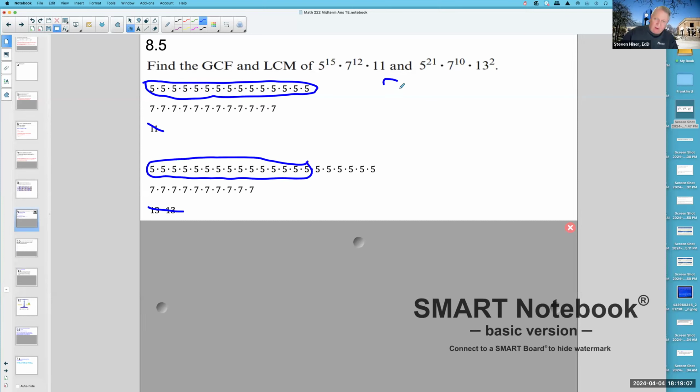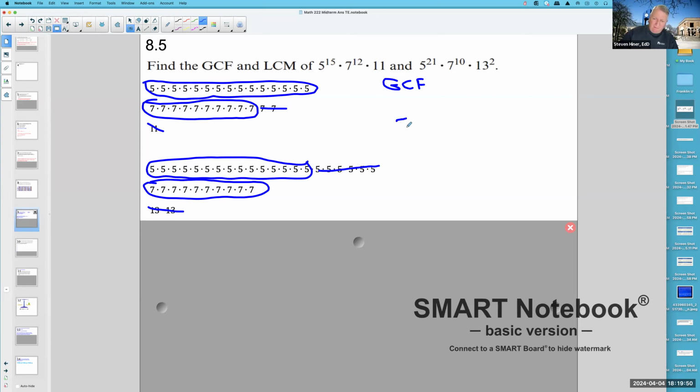So again, what I'm doing here in the blue is trying to find the GCF first. Greatest common factor, the biggest number that goes into both. These 5s don't line up with anything up here, so I can't use those. I also have 7s, but I have 12 up here, and only 10 down here. So I can have 10 here. You can also think of them pairing up with factors in the other one. 1, 2, 3, 4, 5, 6, 7, 8, 9, 10. These 10 pair up, but those two didn't.